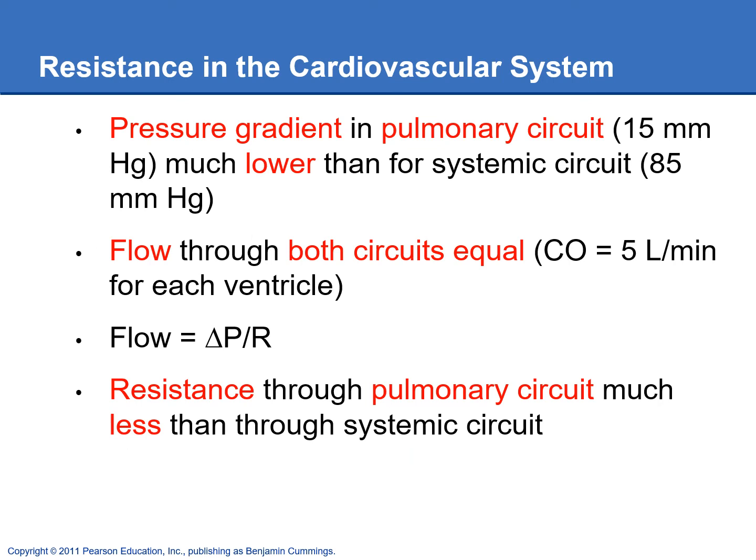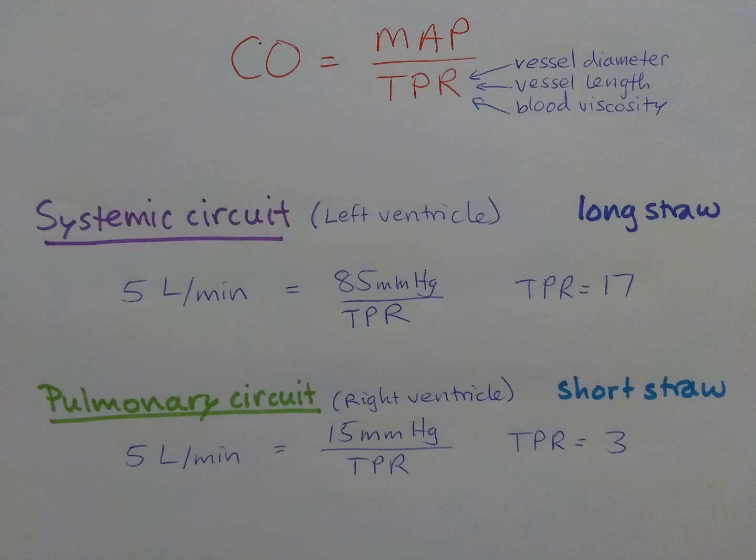So let's go over here to the formula. Here's our flow rule up on top. We have our blood flow, cardiac output, is equal to the mean arterial pressure divided by the total peripheral resistance. And remember, the total peripheral resistance is affected by three things. Vessel diameter, which is the most important because the body can change that very quickly. We also have the vessel length, which is what we're going to look at here, the long straw and the short straw, and then the blood viscosity, or thickness of the blood, which is just affected by the number of red blood cells and how much protein is in the blood.